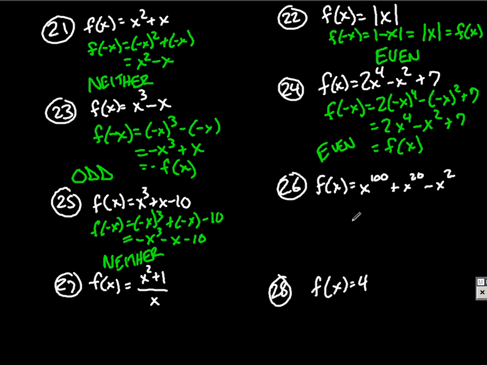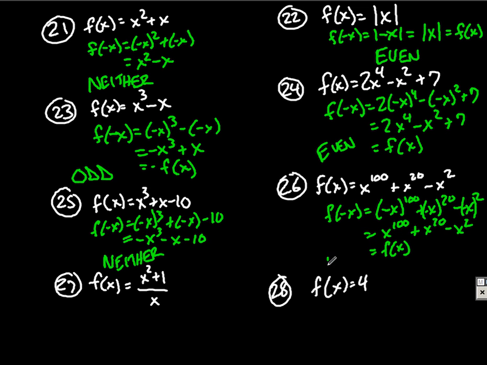For number 26, it looks complicated, but it's really not. When I take negative x to an even power, it's going to go right back to where it starts. That's kind of why we call it an even function. So minus negative x squared. When it's an even power, it'll just go back to normal. Even power, back to normal. That's the same as f of x, so I have an even function.